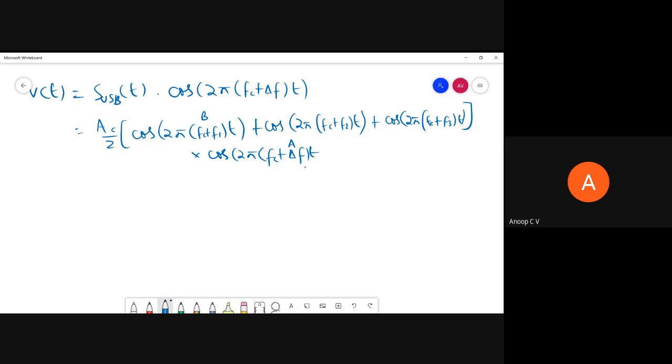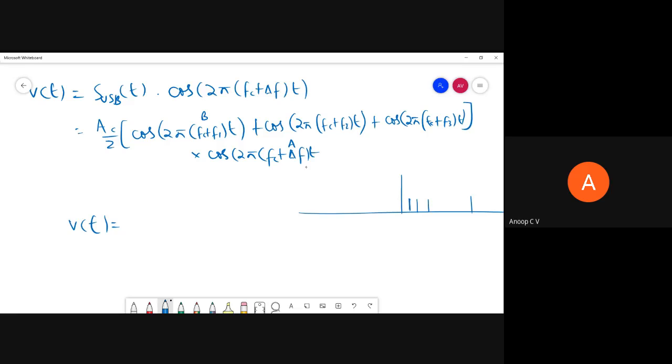Then you should write what this v of t is. It will have sum and difference terms. Then after that, we are passing it through a low pass filter, which is tuned to the message frequency, right? So finally we'll get some spectrum. So it will have, say, 100 hertz, 200 hertz, 400 hertz.